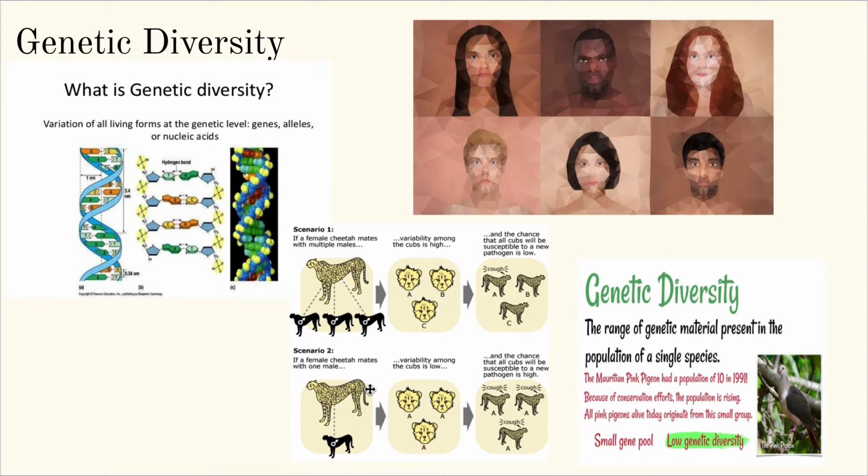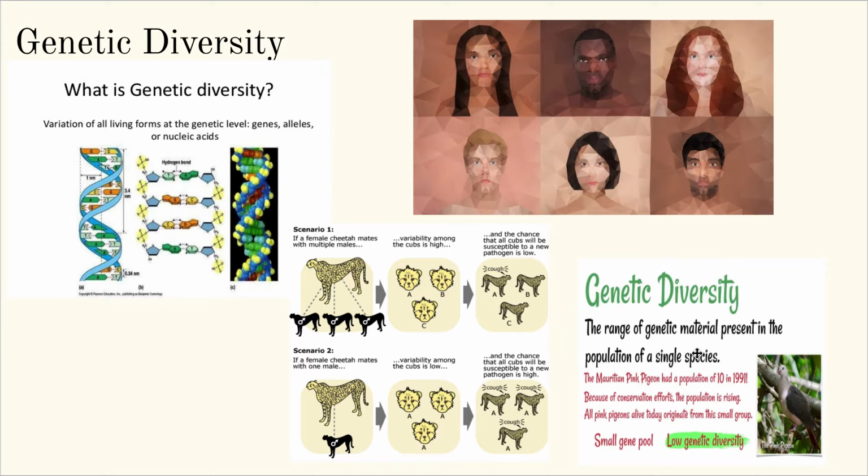In the second scenario, if a female cheetah mates with one male, there's a low variability among the cubs because there was only one genetic variability to be passed down to the cubs from the male cheetah, and the chance that the cubs will be susceptible to a new pathogen is high.